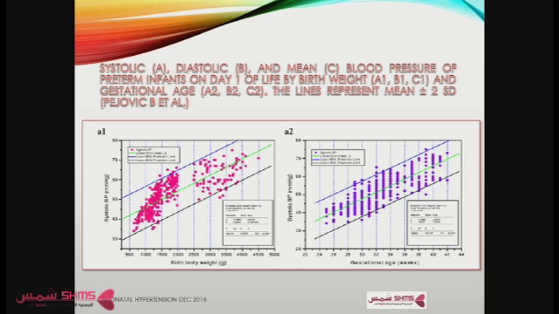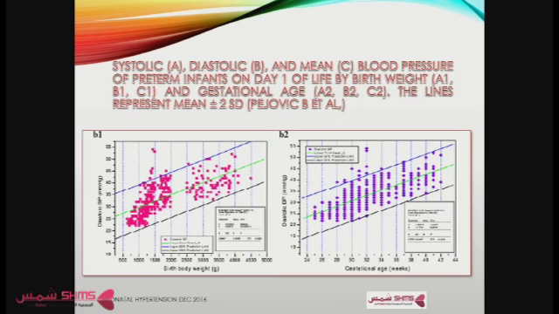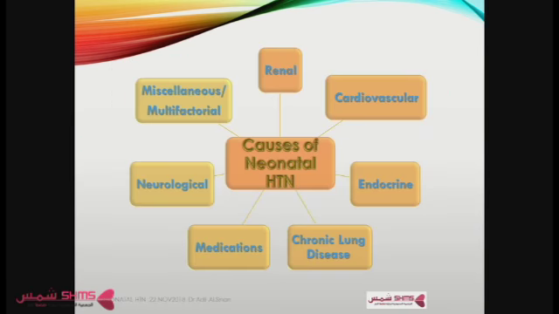This is more fascinating, by Bijovic, showing gestational age versus birth weight. On the left is the one with the gestational age, on the right is the birth weight, showing almost matching variables, around plus 2, minus 2 standard deviation.